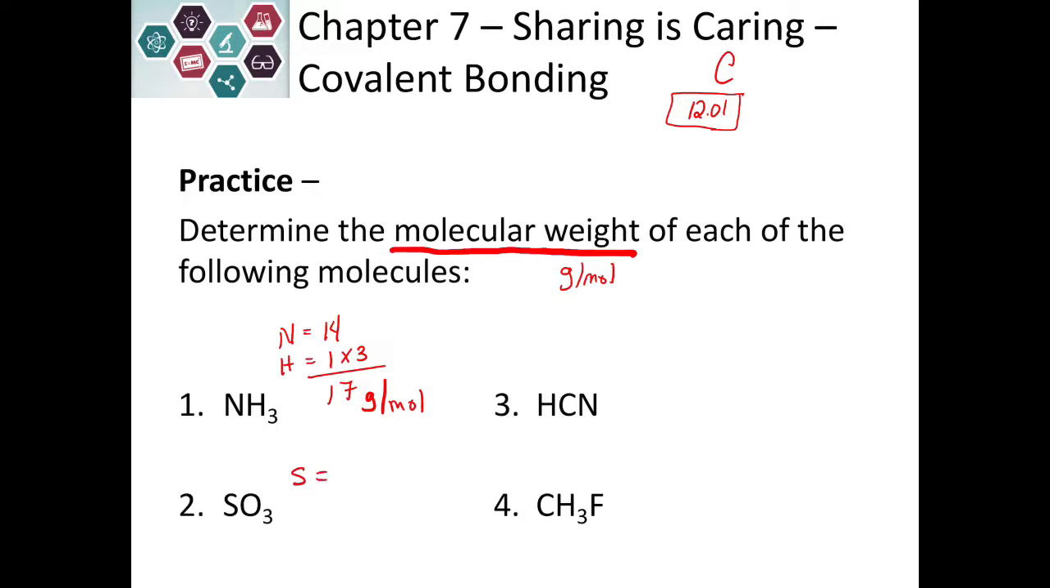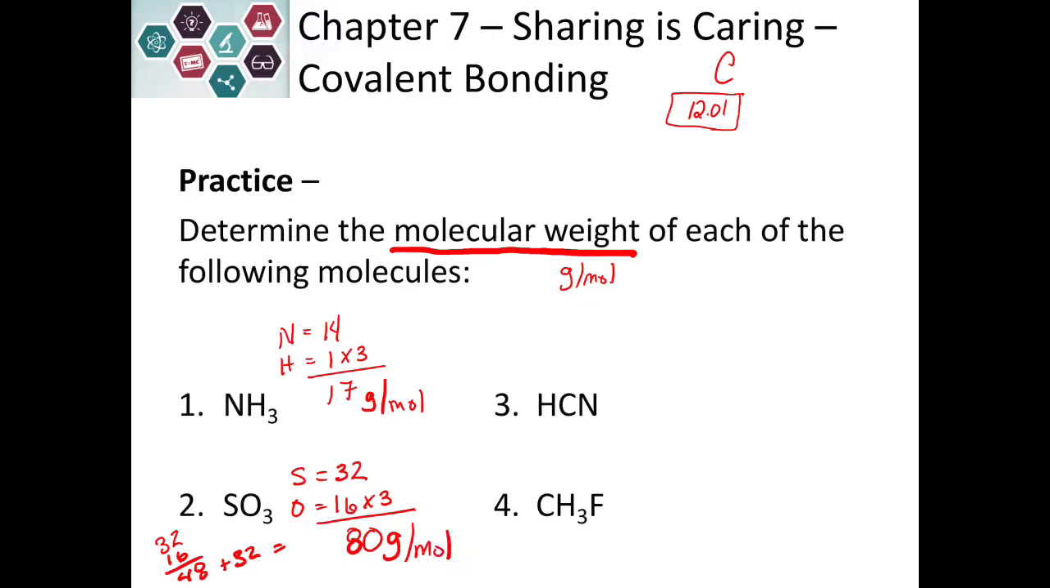SO3, sulfur has a molecular weight of 32. Oxygen is 16, and there's 3 of them. So if we add that together, to do this one in my head real quick, 48 plus 32, we have 80.